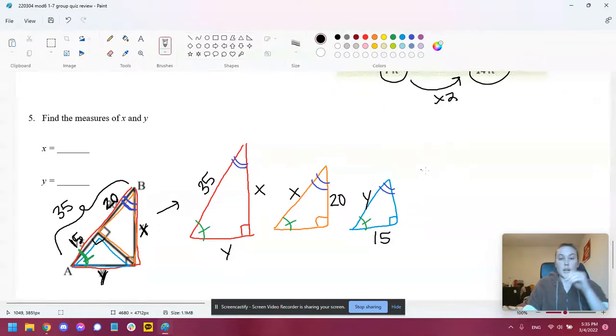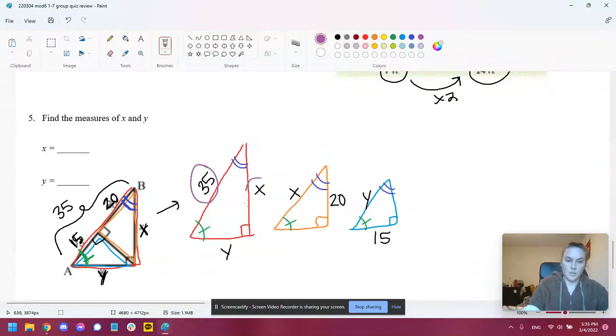Nice. Now I want to solve for either y or x. Pick your favorite one. I like x better, so I'm going to solve for x. The way I'm going to do it is make an equation that involves only x's and numbers. I can see that the hypotenuse and the right-hand side of the red triangle and the hypotenuse and the right-hand side of the orange triangle are 35, x, and 20, which are only x's and numbers.